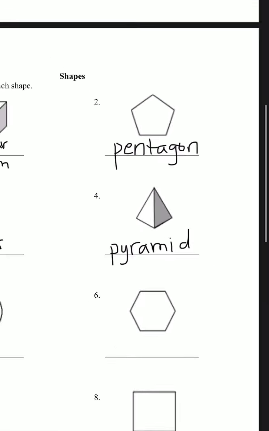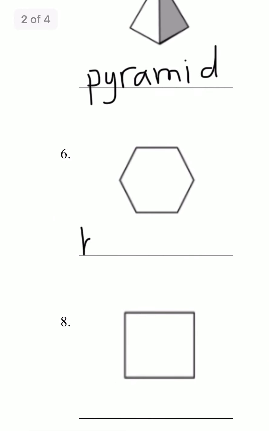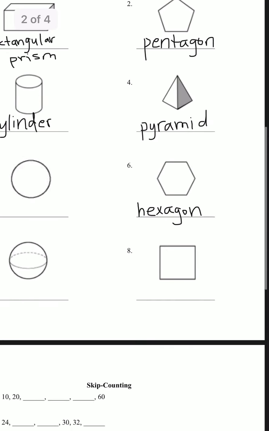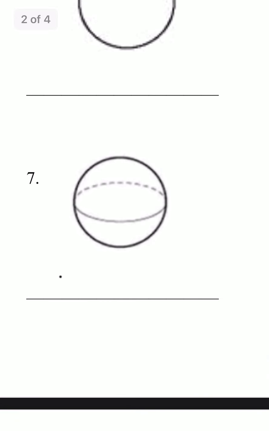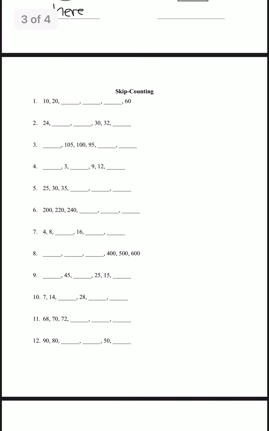Okay? And number 5 is a circle. Number 6 is a hexagon. Number 7 is a sphere. And number 8 is a square. Okay? Now we're going to do skip counting.